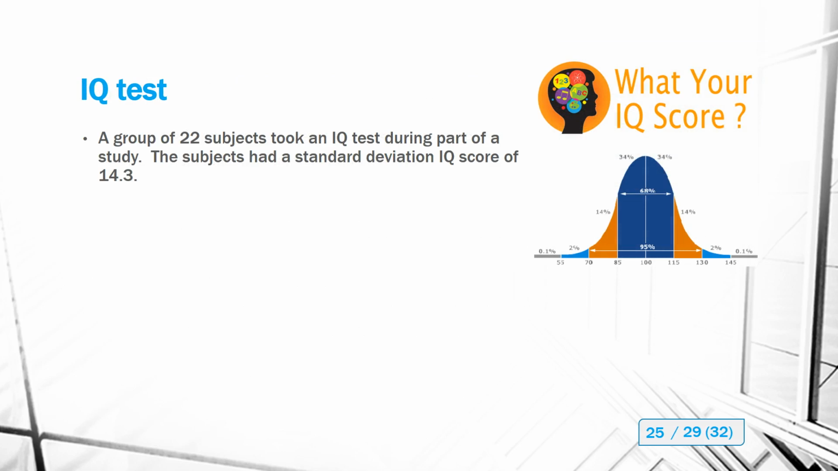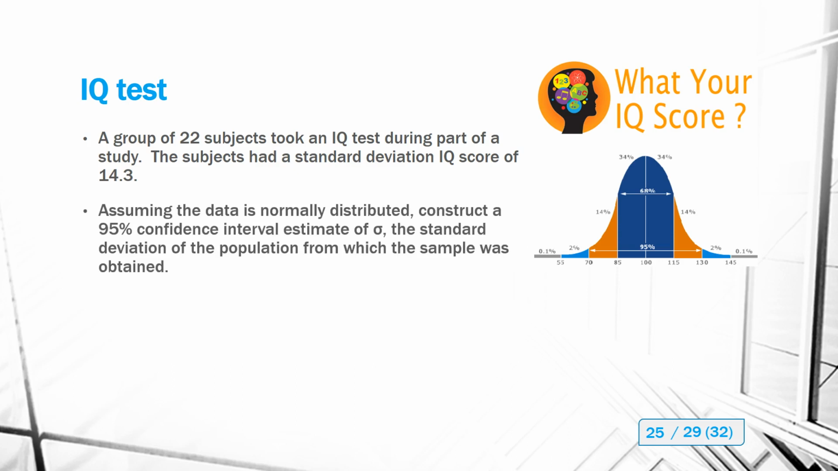Let's look at an example involving IQ tests. As we mentioned previously, IQ scores are typically normally distributed, but we're going to look for standard deviation. So a group of 22 subjects took an IQ test during part of a study. And these 22 subjects had a standard deviation IQ score of 14.3. So now, assuming the data is normally distributed, construct a 95% confidence interval estimate of sigma, the standard deviation of the population from which the sample was obtained.